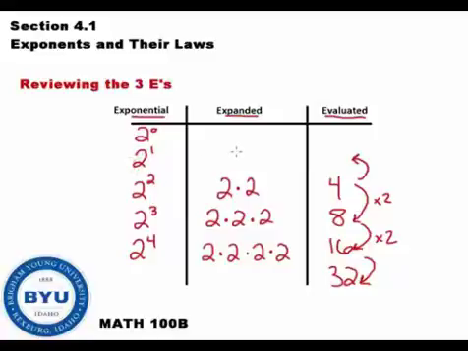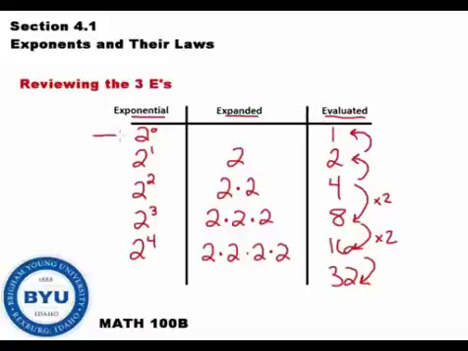2 to the 1 in expanded form would simply just be 2. There's nothing to multiply it to. And in evaluated form, it would be 2. 2 to the 0, if we wanted to find the evaluated form, again, moving down the chart, we would multiply. Moving up the chart, we would divide. So 8 divided by 2 is 4. 4 divided by 2 is 2. 2 divided by 2 is 1.